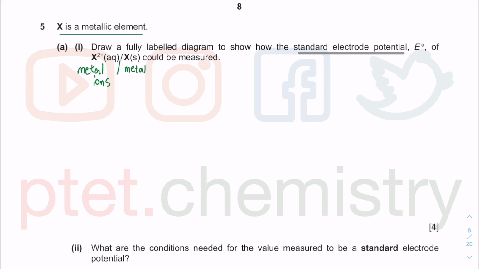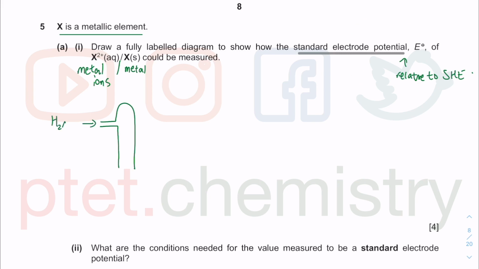Whether it is given in the question paper itself or in a separate data booklet, you will know that they are measured relative to the standard hydrogen electrode. So in order to measure that value, you have to show the standard hydrogen electrode, which could be drawn on the left or on the right. It does not matter, because the direction of electron flow depends on the sign of the electrode potential anyway. So if I just put my standard hydrogen electrode on the left hand side, again, it does not matter where you put it.